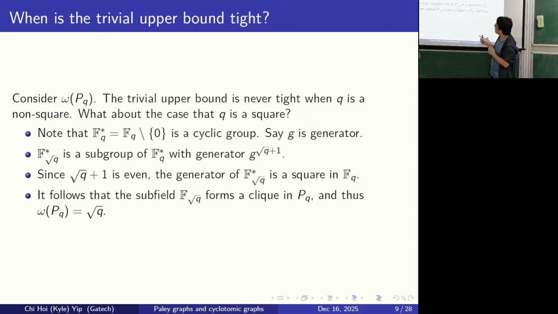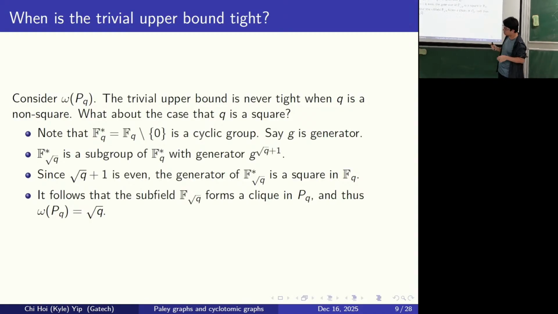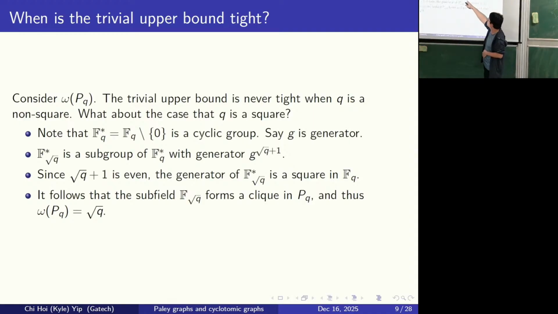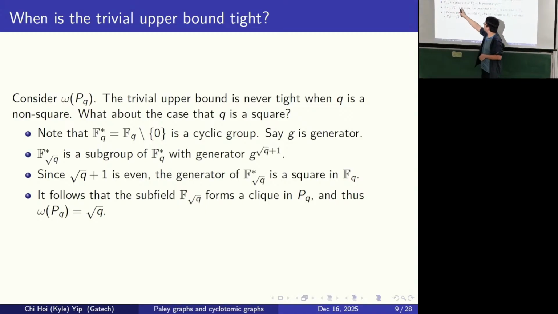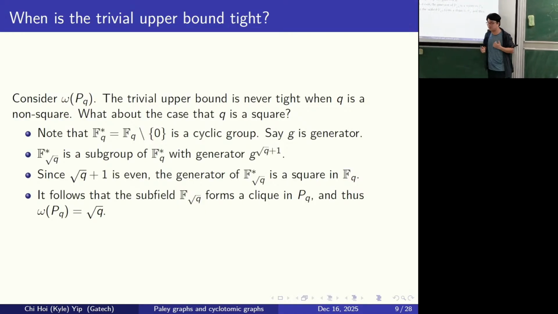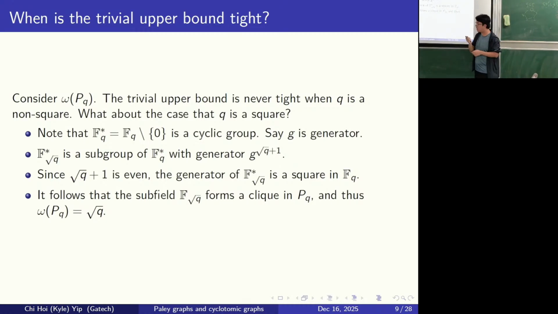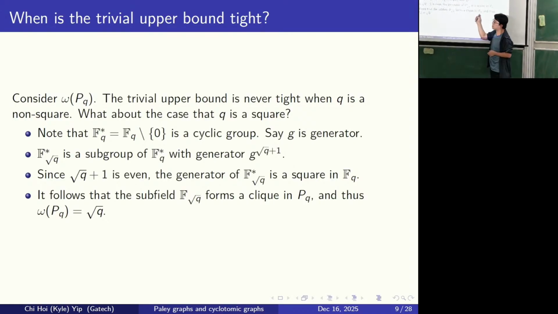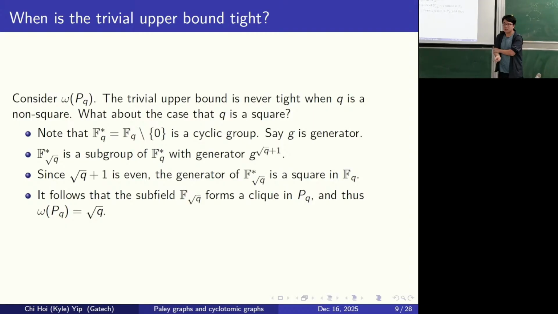But for Paley graph, Q is always an odd prime power. So square root Q plus 1 is always an even number. Okay. So now the generator of this is g to some even power. Right? So the generator is already a square in the larger field. So of course all the elements in the subfield are squares in the large field. So this shows that the subfield in this case forms a clique when Q is a square.